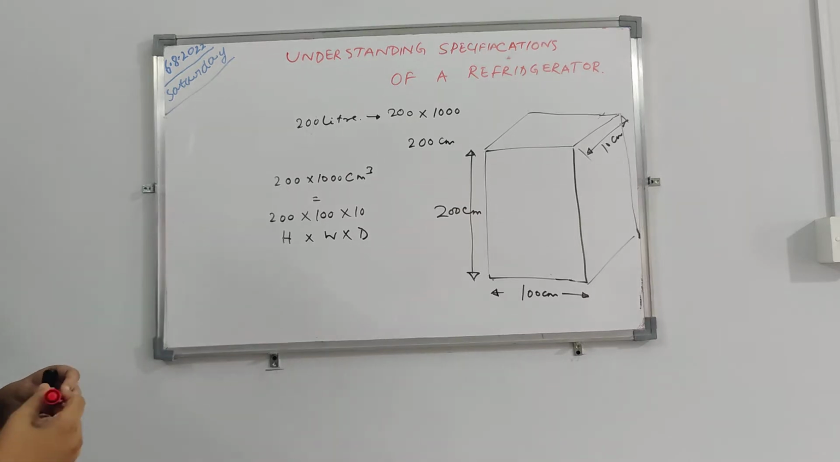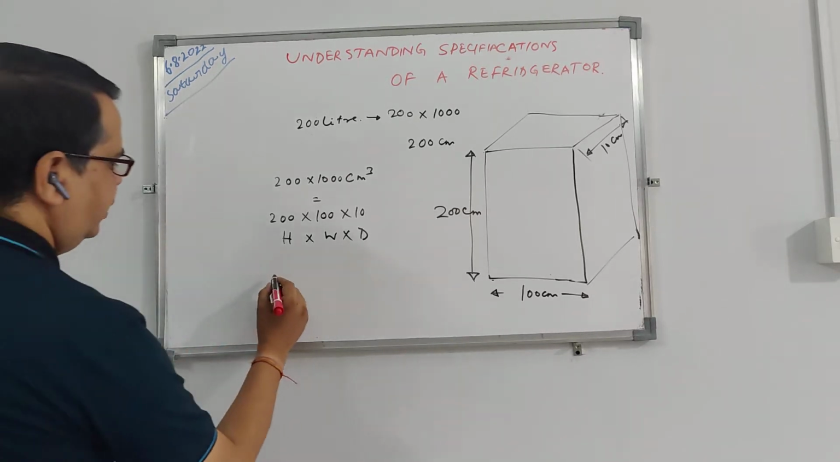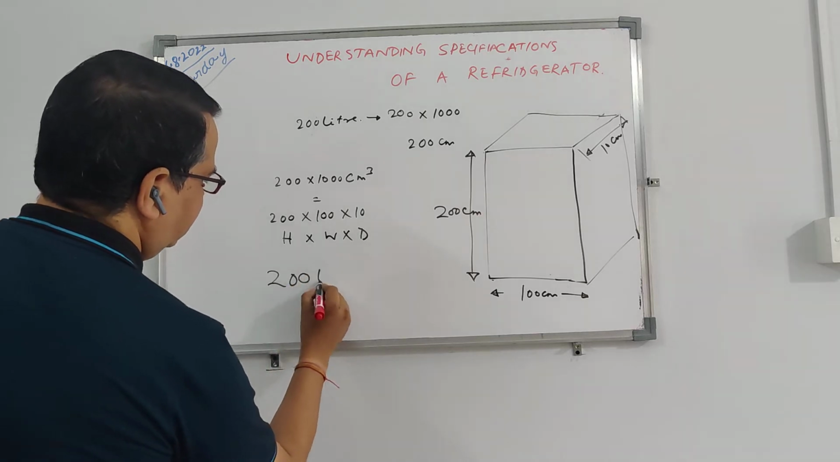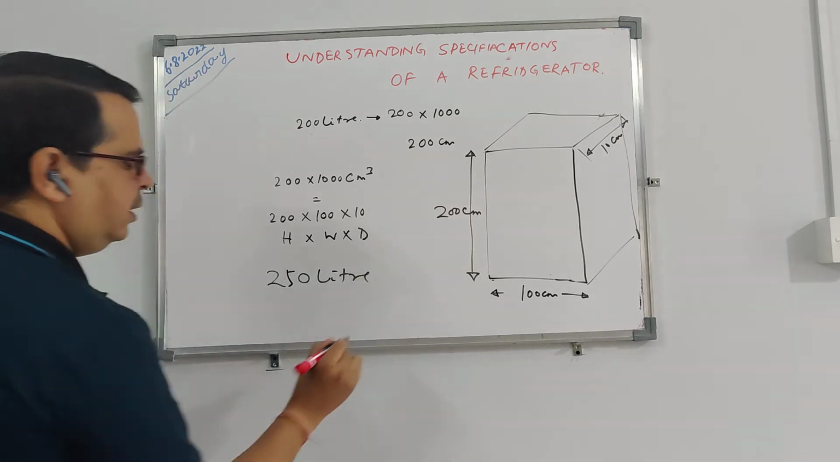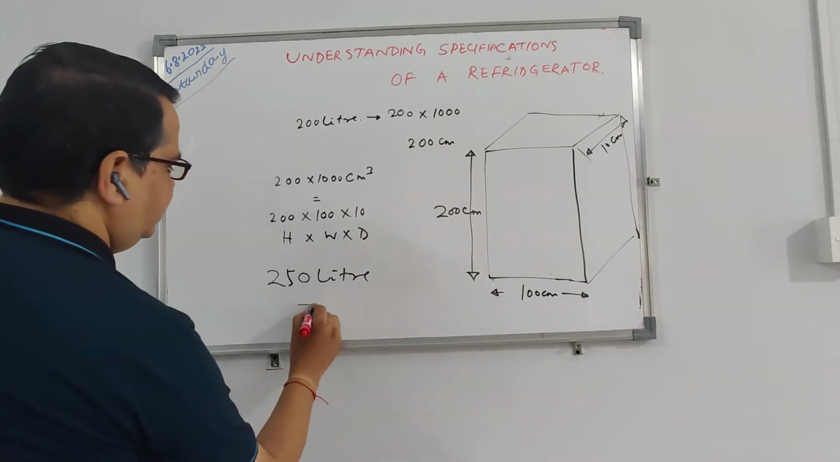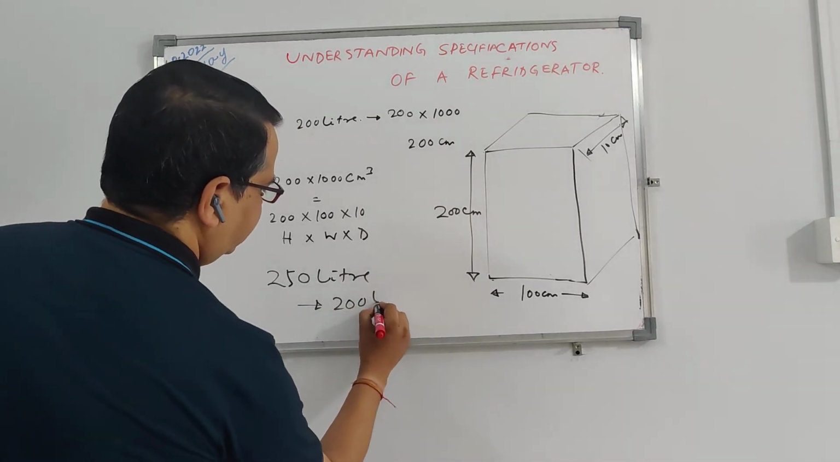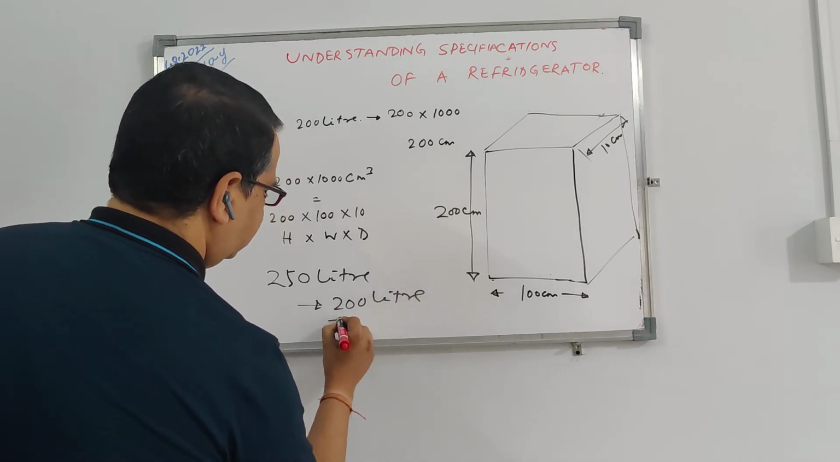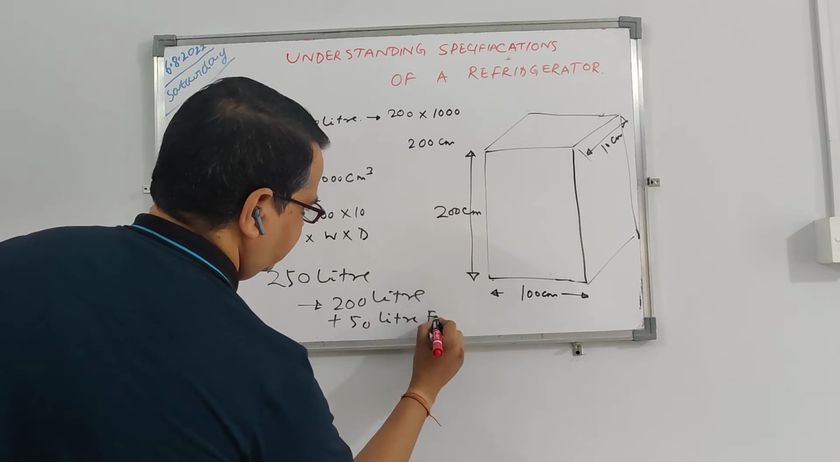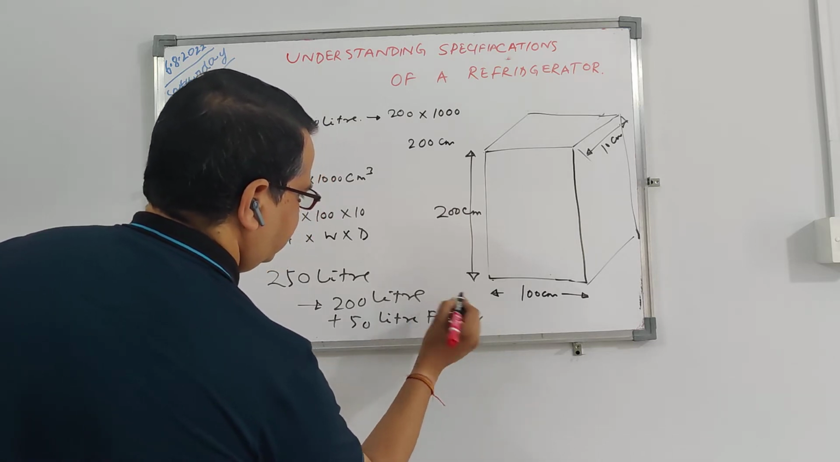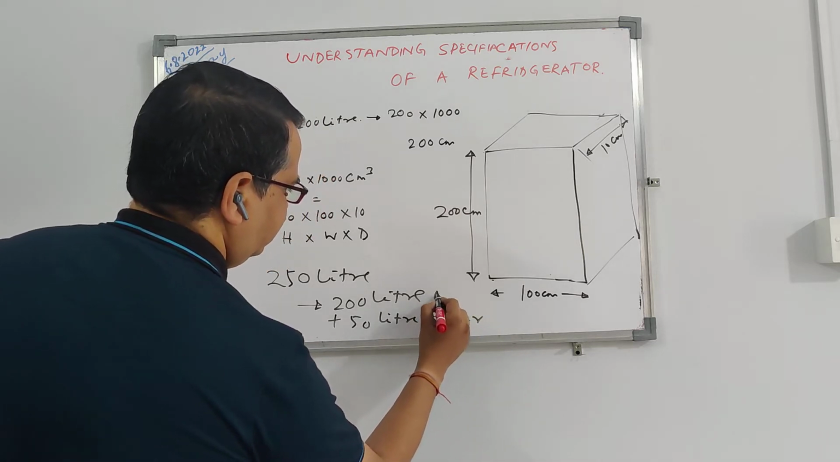Nowadays you have, let us say, a 250 liter fridge. Out of this 250, 200 liter is your main compartment, and let us say 50 liter is your freezer. We say double door freezer or whatever. So this is the main compartment.